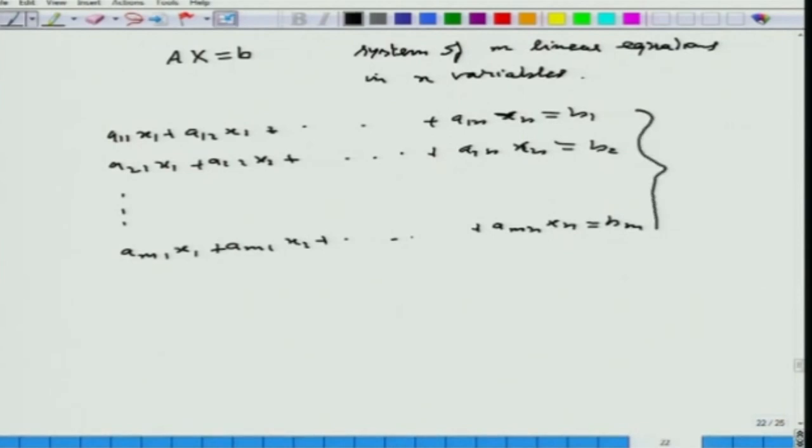So, this is a system of m linear equations in n unknowns x1, x2, ..., xn, where the right hand side b1, b2, ..., bm is a given vector. So the aij's are known, and the bj's are known. We are to find this x1, x2, ..., xn.